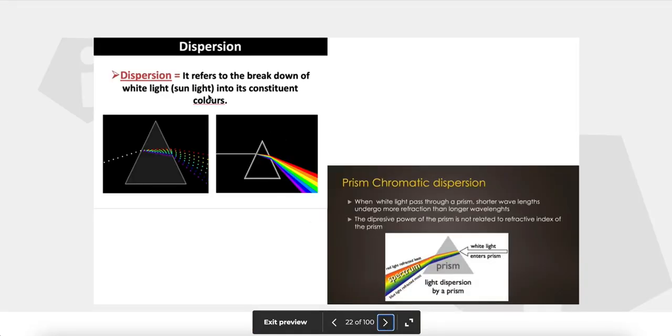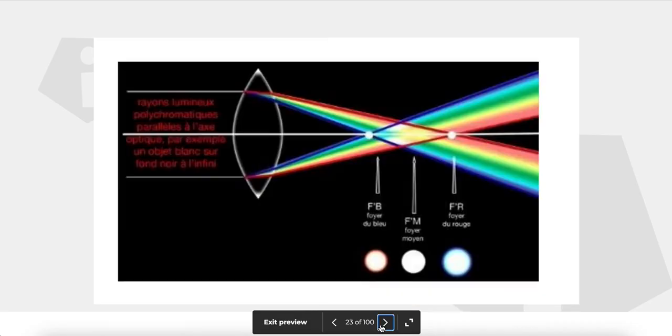So dispersion is referring to the breakdown of the white light, like the sunlight, into constituent colors, like this. The more energy the light has, the more deviation, like the blue, and the less energy the light has, there will be less deviation. This character is present in the prism, causing chromatic dispersion, or this dispersive power of the prism is not related to the refractive index of the prism.